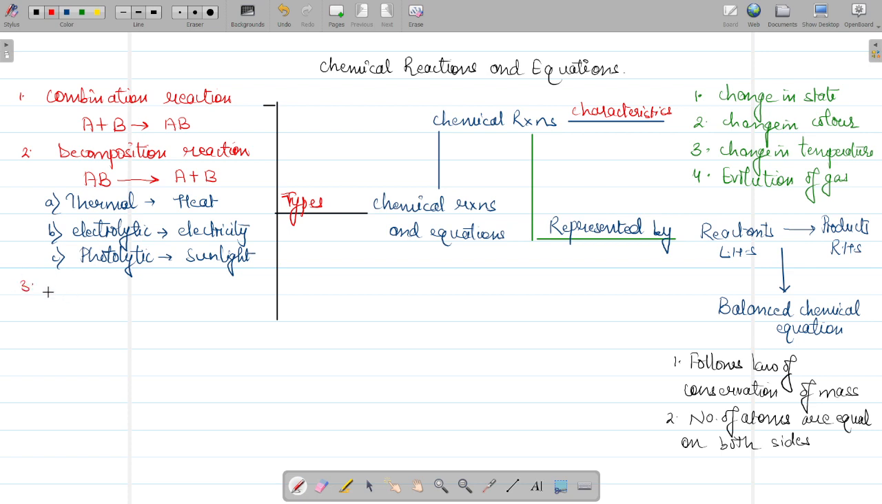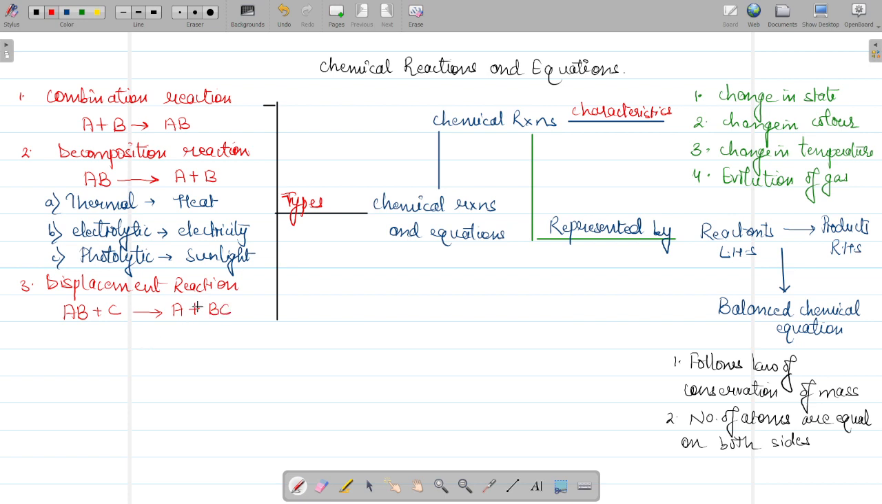The third reaction we have is the displacement reaction. Now, when we talk about the displacement reaction, it means that we are displacing something. For example, we are having one salt AB and we are having another element C. Now, what is going to happen? C being more reactive compared to B is going to displace it from its salt solution. So B is going to remain alone and AC is going to make its salt solution.